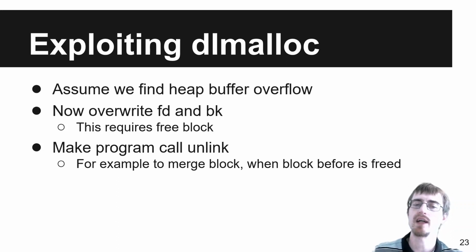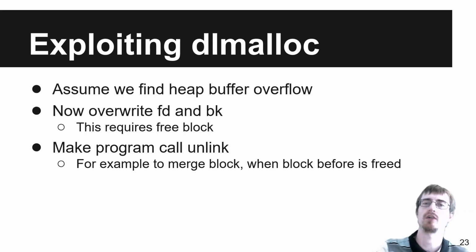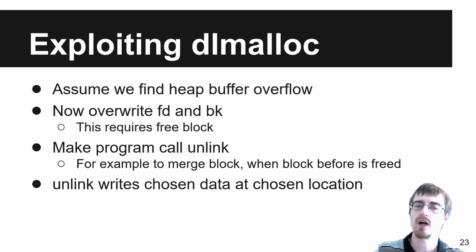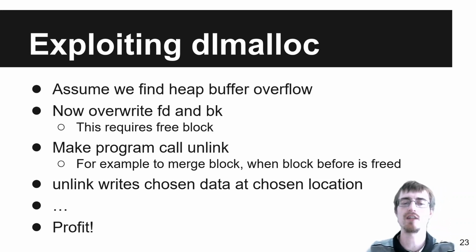So a typical case is to merge blocks. When the block before this block is freed, then the object is taken off the free list, which means that the BK and FD pointers are used as shown on the previous slide. So unlink then writes chosen data, namely the FD pointer, at a chosen location, namely the BK pointer. And of course, also the other way around in this case. But it almost provides an arbitrary write. Of course, we use this in the end to exploit the program.